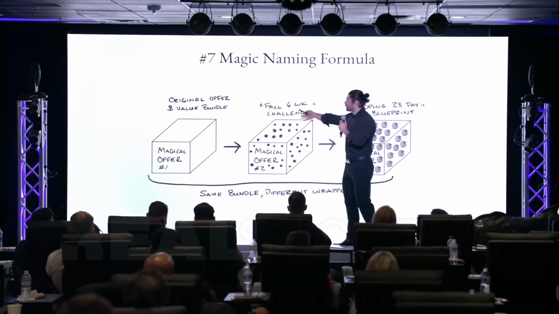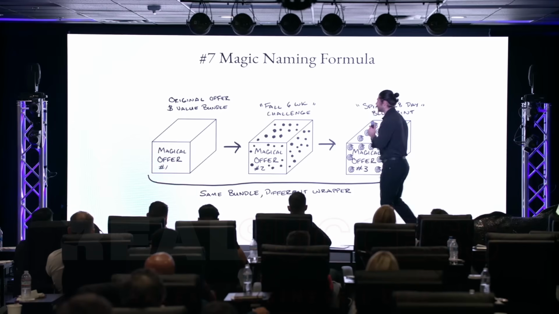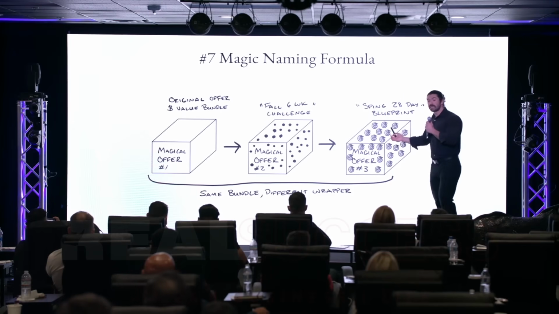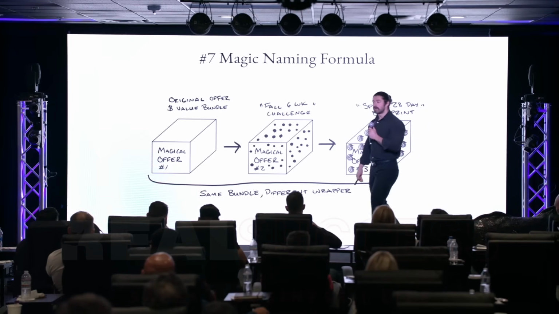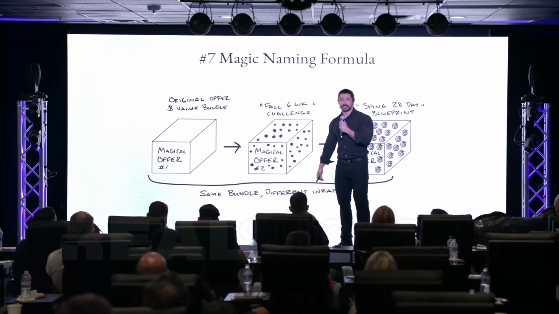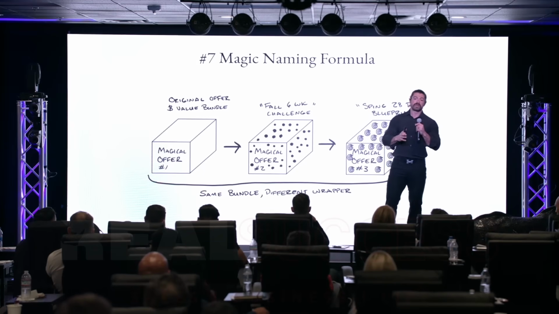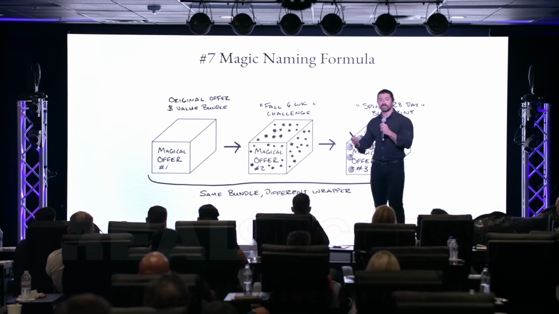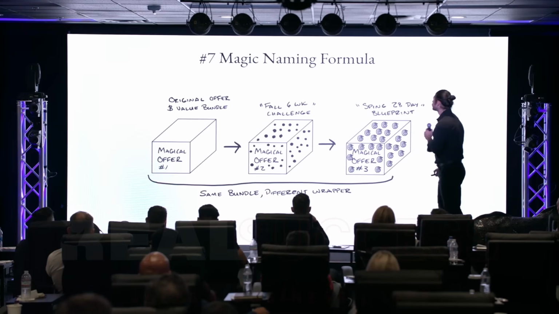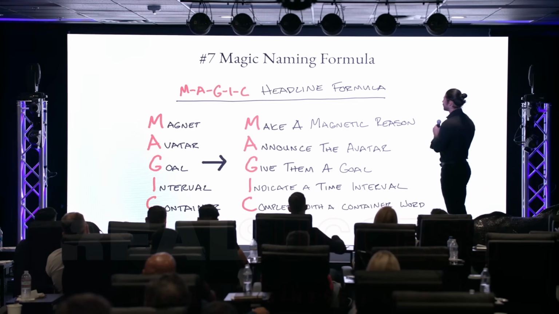Then we call it the fall 6-week challenge. Then we call it our spring 28-day blueprint. Then we call it our Halloween 42-day detox. Same exact thing. It just keeps it fresh, and so that way we don't have to change the operational structure of the business, but we can constantly keep the marketing fresh, right? Okay. And that's what the magic stands for.